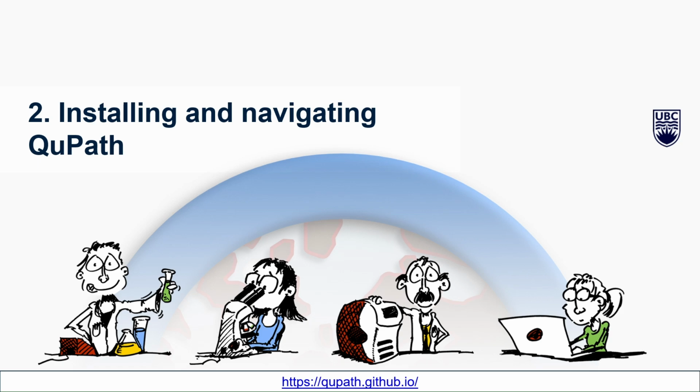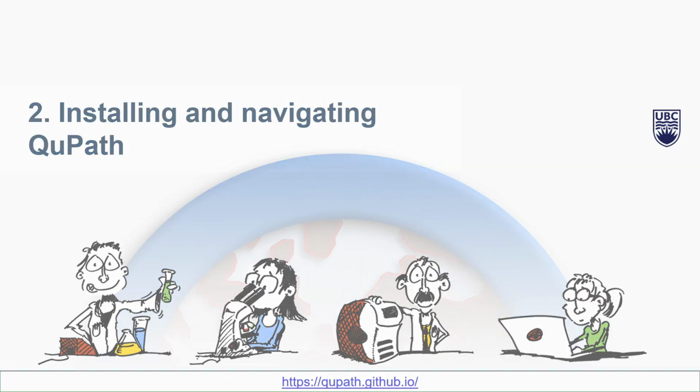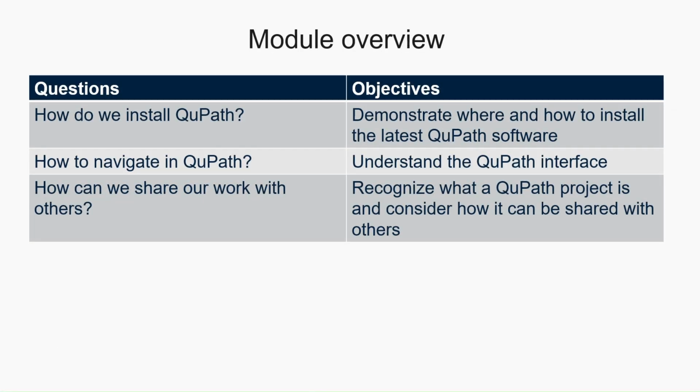This module is called Installing and Navigating QuPath. The module intends to cover these questions. How do we install QuPath? And what do we need to consider even prior to installing QuPath? How to navigate the interface, and what are the various features that we'll use to reference ourselves when interacting with the interface? And how can we share our work, and what are the concepts that we need to understand in order to be able to transfer and distribute our analysis?